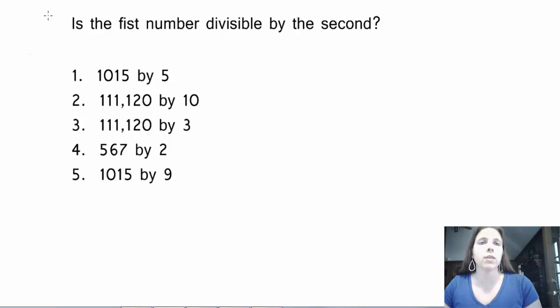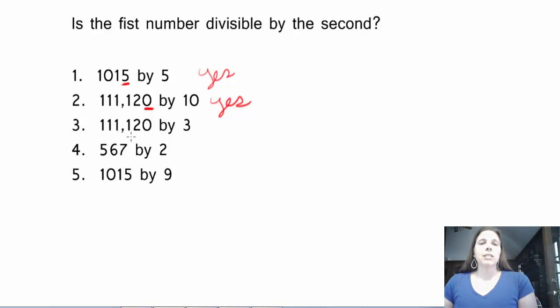So there are some questions like this in your assignment. Is the first number divisible by the second? Is 1015 divisible by 5? Well, it ends in 5, so we know that's a yes. Is 111,120 divisible by 10? It ends in a 0, so yes.